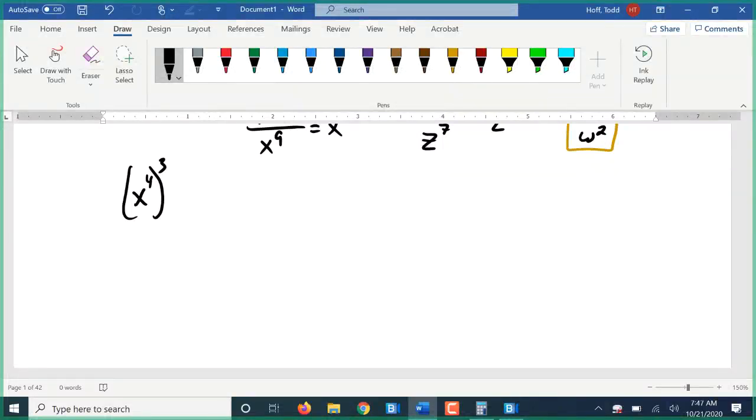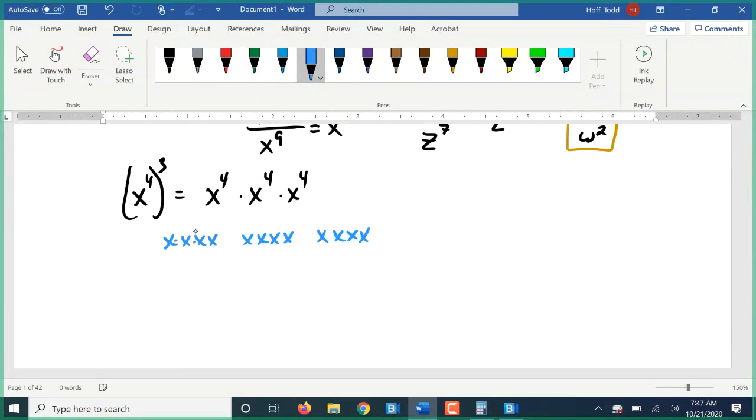What if we have x to the 4th to the power of 3? That is saying we have 3 x to the 4ths multiplied together. And of course, each of those x to the 4th is 4 x's. If I multiply those all together, I have 1, 2, 3, 4, 5, 6, 7, 8, 9, 10, 11, 12 total x's being multiplied together. That's x to the 12th.